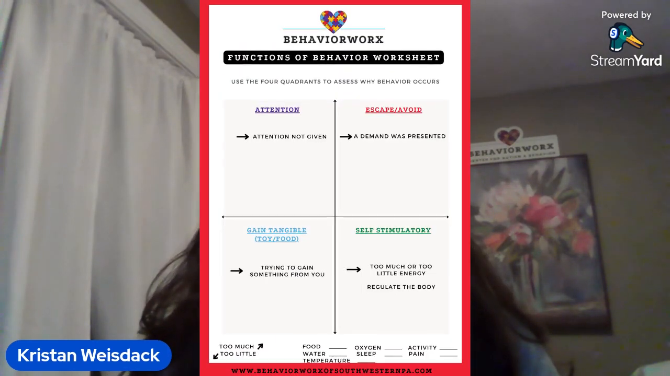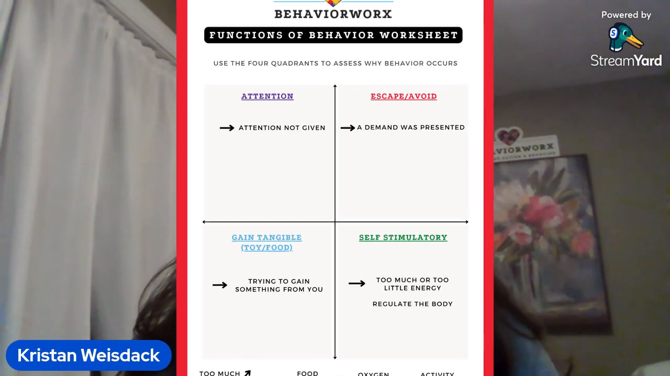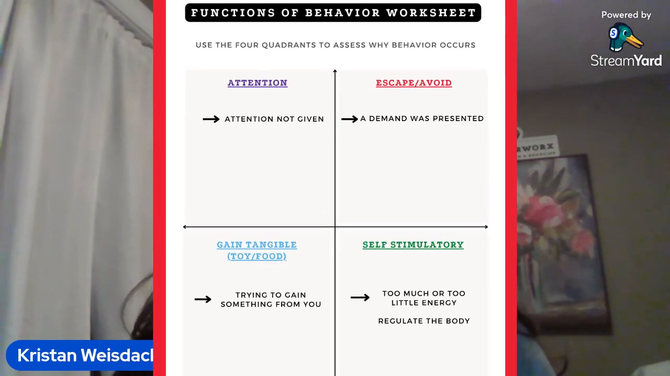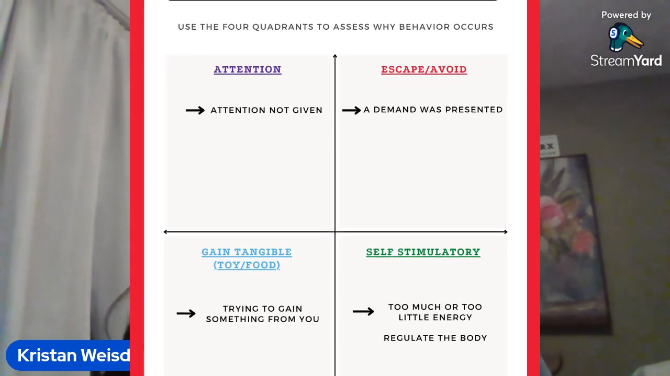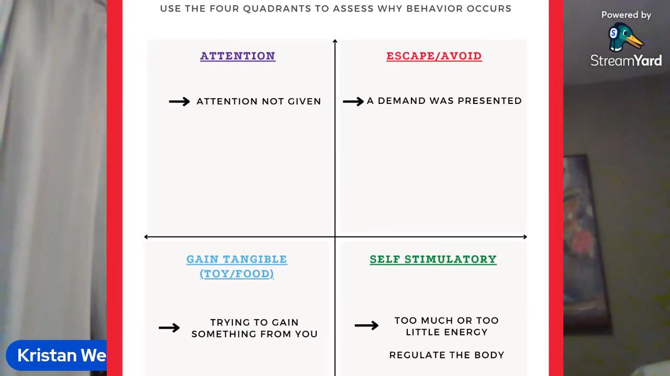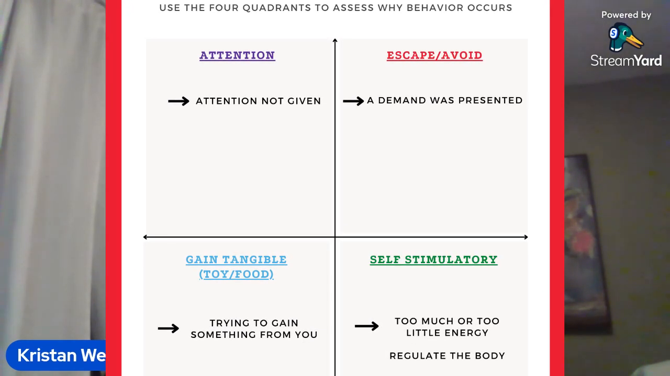So you're always going to start out filling out that 4-quadrant sheet. Remember, in that quadrant for attention, we're going to go ahead and write no attention was given. Then in the escape avoidance quadrant, you write a demand was presented. And then in that gain tangible quadrant, it's pretty self-explanatory that that person was acting that way. Now, again, I say person because it doesn't necessarily have to be a child, but it may be an adolescent or adult that we're working with in that situation.